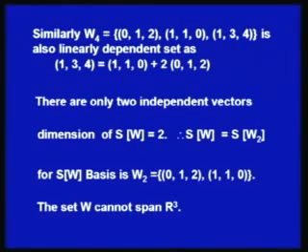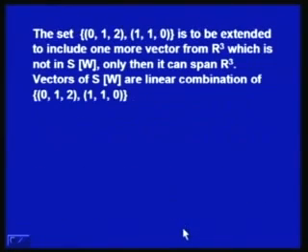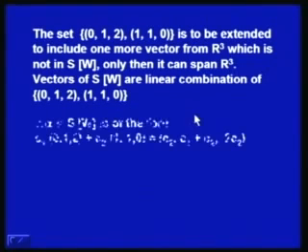Now the set W cannot span R3 because R3 is 3-dimensional and any basis must have three vectors. So the set W cannot span R3. If we have to find a basis for R3, then we have to add one more vector into this so that we have a basis. So let us try to extend this set to have one more vector into it so that it forms a basis for R3.